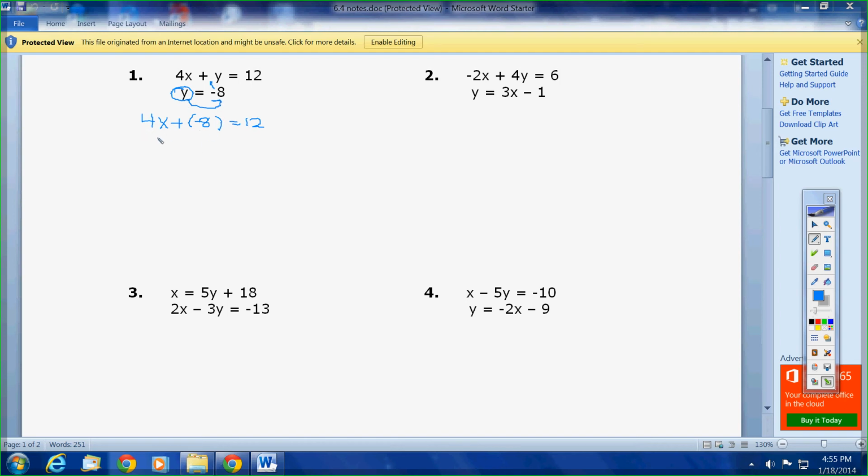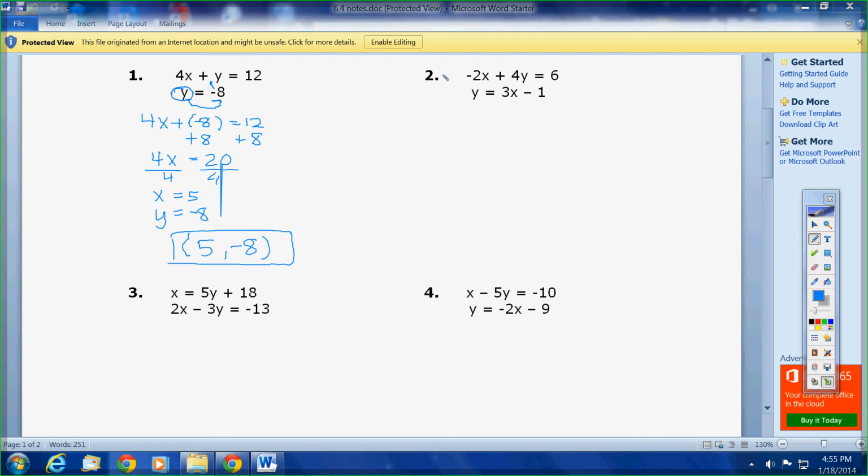Okay, now it becomes a two-step equation. I'm going to be adding 8 to both sides because it was a -8, and I get 4x equals 20. And then I'm going to divide by 4, and x equals 5. So our x coordinate is going to equal 5. We already know what our y coordinate is. Our y coordinate is -8. So our point of intersection is going to be at 5, -8. And that's going to be our solution for this system. These two lines are going to cross at the point 5, -8.